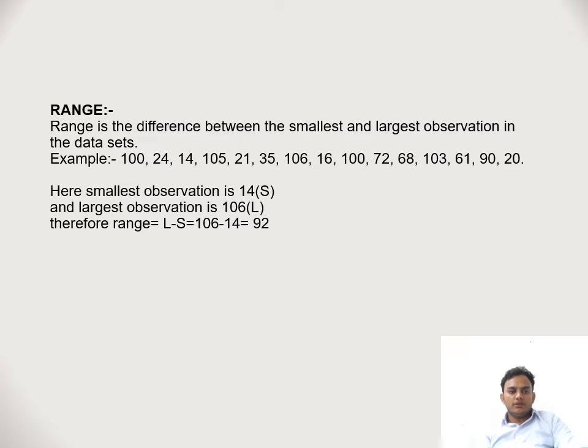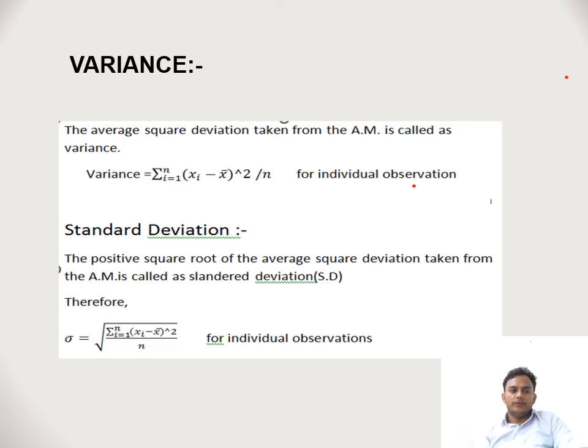The very first measure of dispersion is range, and it is defined as the difference between the smallest and largest observation in the data set. For example, we have given some observations. Here, the smallest observation is 14, and the largest observation is 106. So the range is the difference between the largest and smallest observation, that is 106 minus 14, which is equal to 92. So here the range is 92.